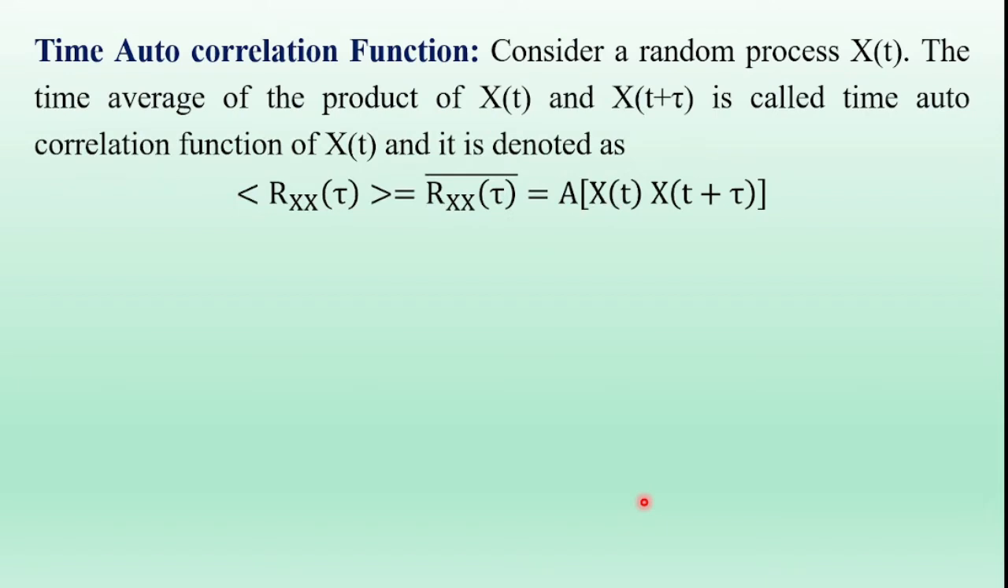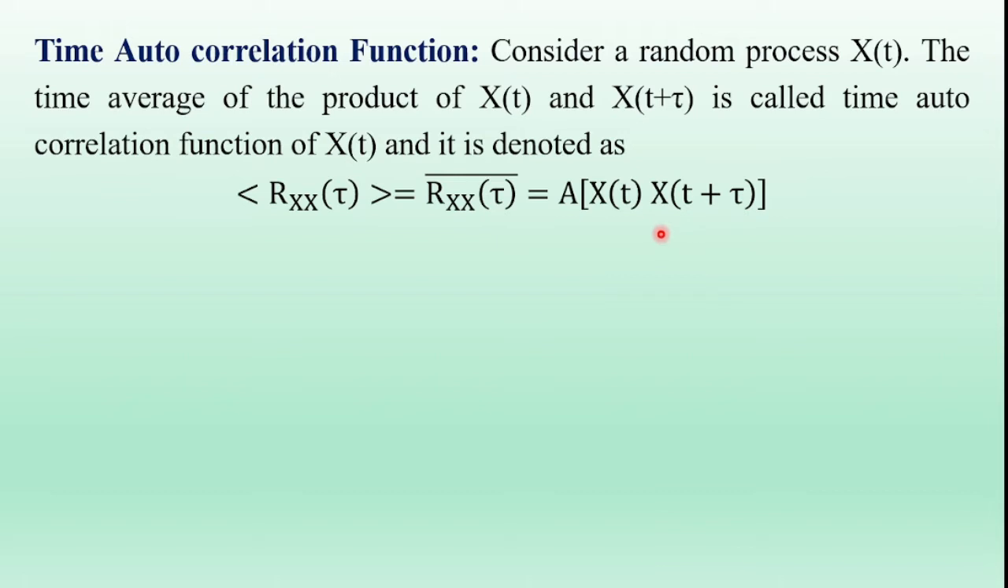And the second one is the time autocorrelation function. Time autocorrelation function of the random process X(t). So consider a random process X(t). The time average of the product of random process x(t) and x(t+tau) is called the time autocorrelation function of the random process X(t), and it is denoted symbolically as Rxx(tau) bar or the time average A[x(t) x(t+tau)].